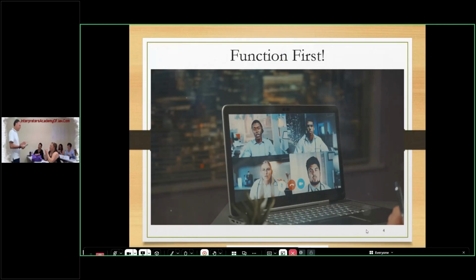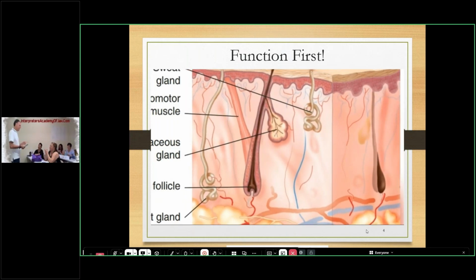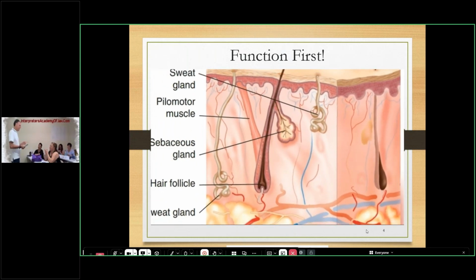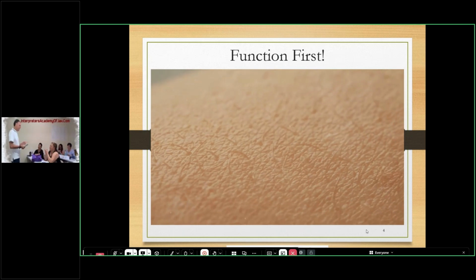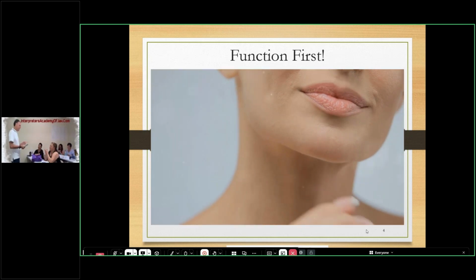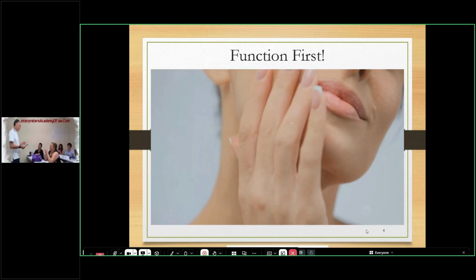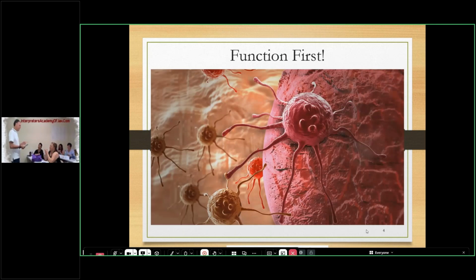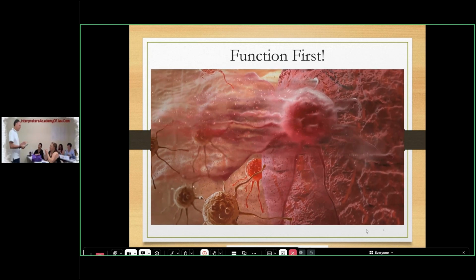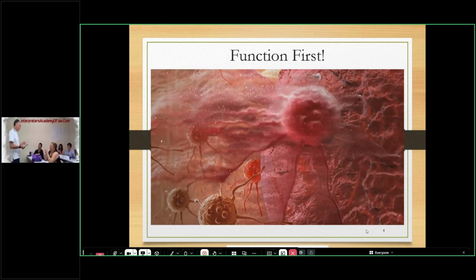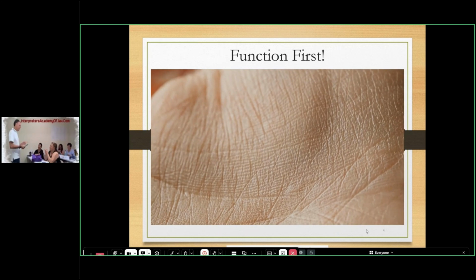Hey there, medical interpreters. Today, let's dive into the fascinating world of the integumentary system. First off, what exactly is the integumentary system? Simply put, it's the skin, the external covering of the body. But don't be fooled by its simplicity. The skin is the largest component of our immune system. It's our first line of defense against harmful pathogens.